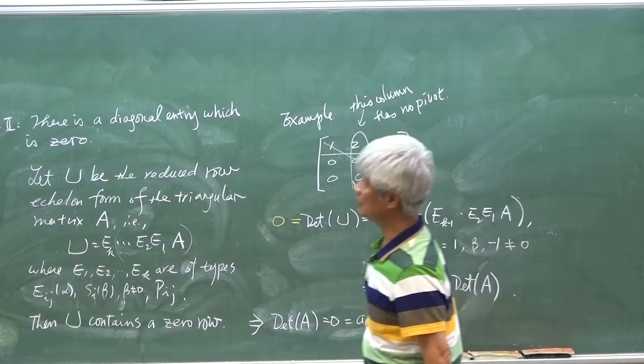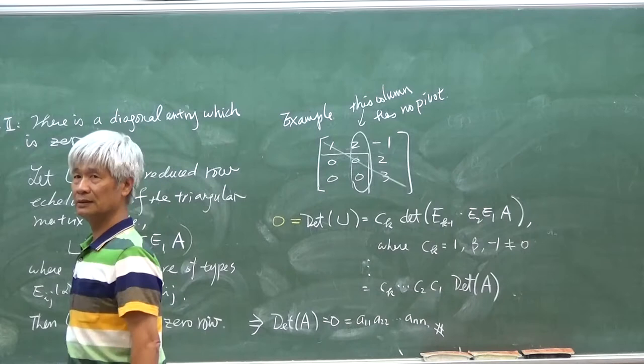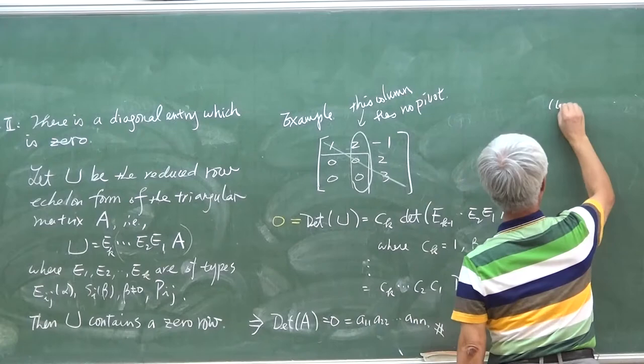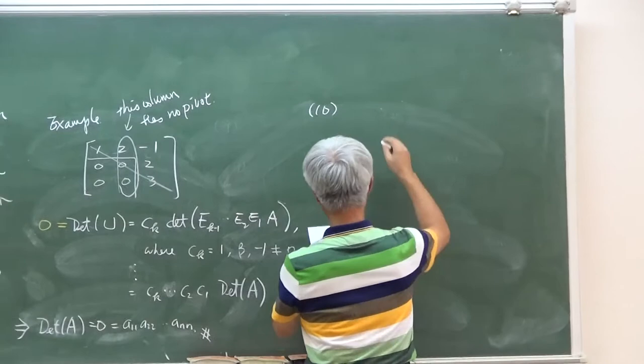So this is, what is the number? 9? 8? Nine. Okay. So next one is 10. I give the name. Okay. So the 10 is the invertible matrix.